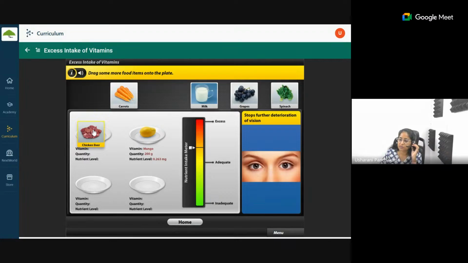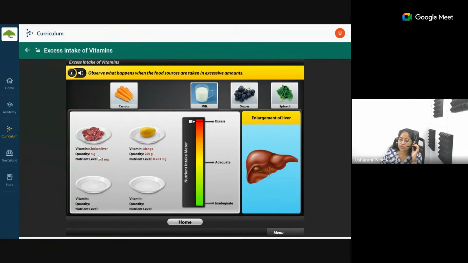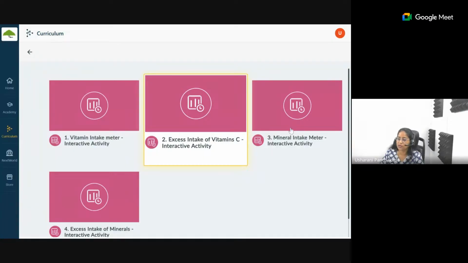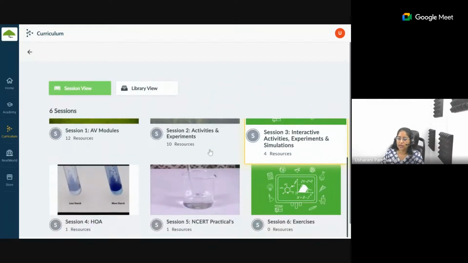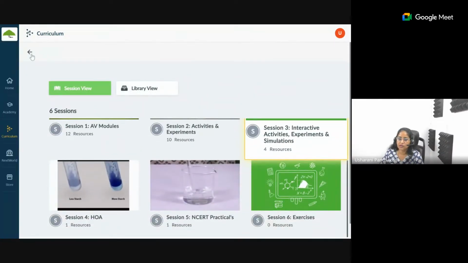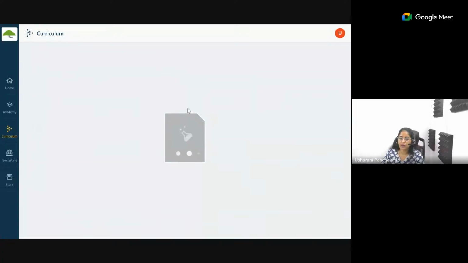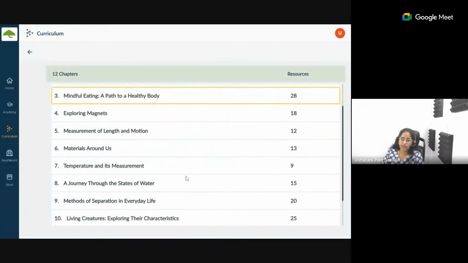It gives the maximum vitamin A, because 5 grams of chicken liver will give you 0.5 milligrams. Observe what happens when food sources are taken in excessive amounts. Excess will lead to enlargement of the liver. So this information is what is required for the student. In the same way, you can see what happens for the mineral intake meter and the mineral excess intake meter also. So this way, you have different activities which are in line with the curriculum, plus that extra knowledge is what we need to give to them.